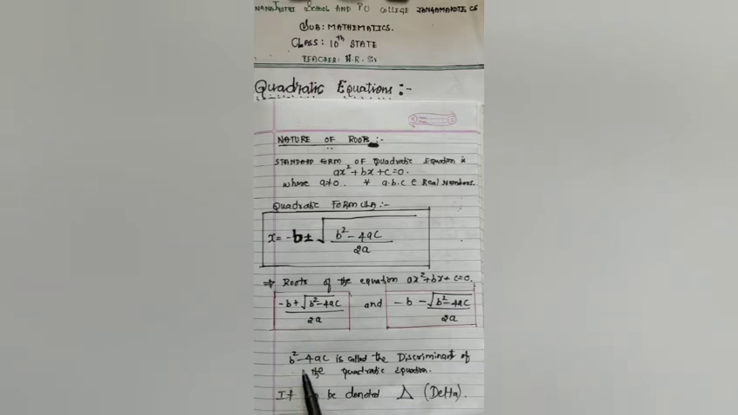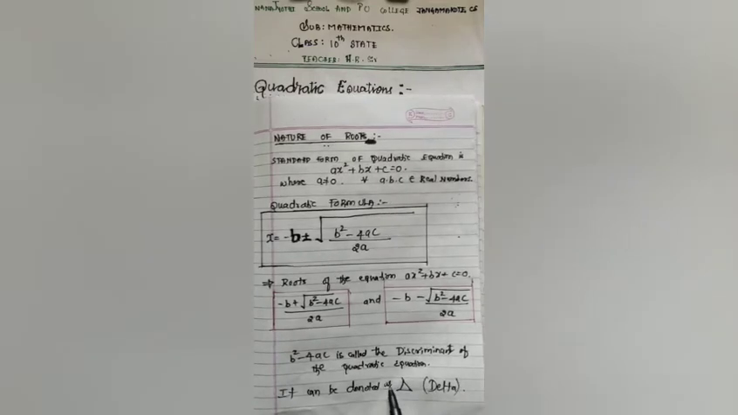See, b square minus 4ac is called the discriminant of the quadratic equation, right? It can be denoted by delta, this triangle shape, and read as delta. So it is clear that delta is equal to b square minus 4ac. Is it clear to all children?